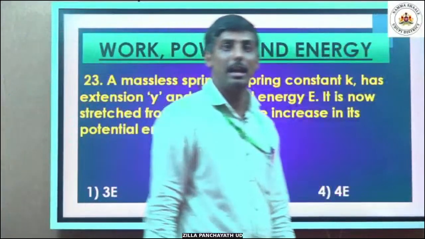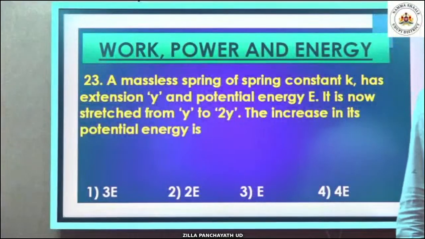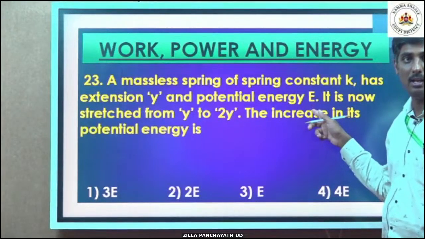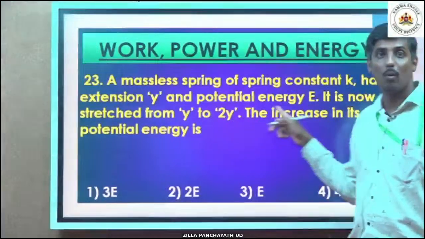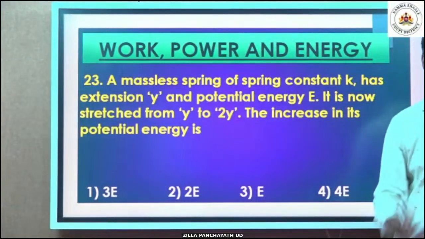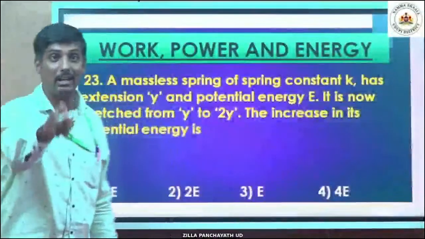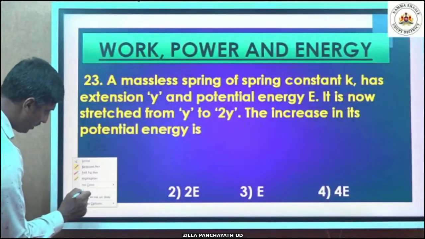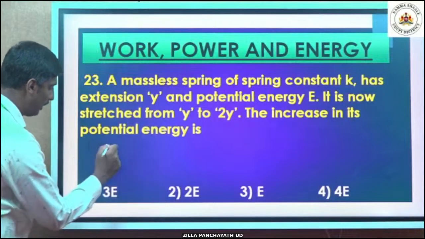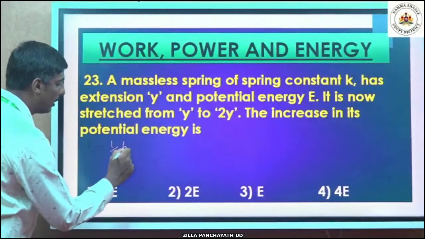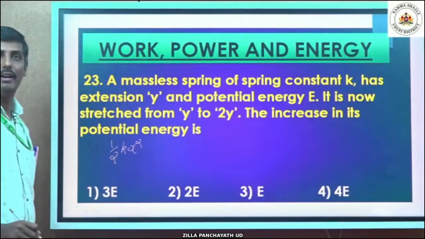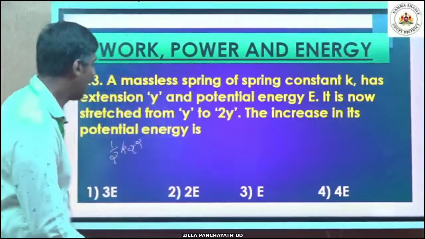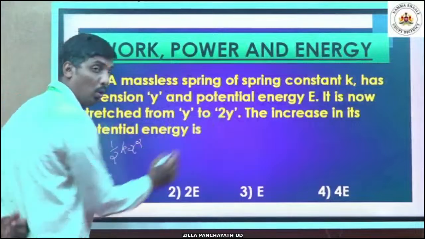Next question: a massless spring of spring constant k has extension y, potential energy is E. If it is stretched from y to 2y, what is the increase in its energy, how much increase happened, he is asking. Potential energy of a spring, once again note down the equation. So this is not mgh, children, the potential energy of the spring is half k x square, where k is the spring constant and x is the displacement. Clear? Okay, so stretched from y to 2y, right.